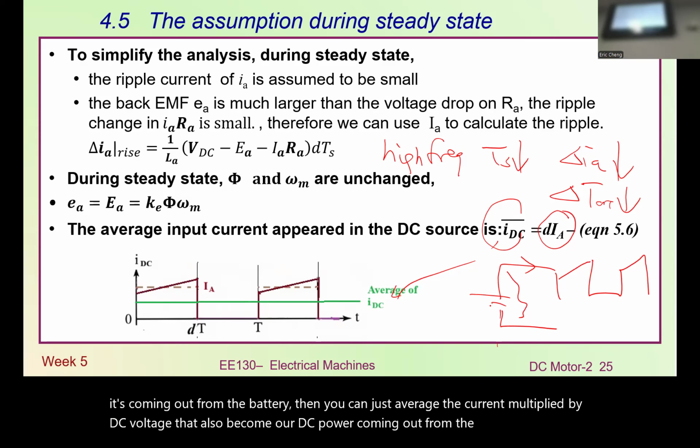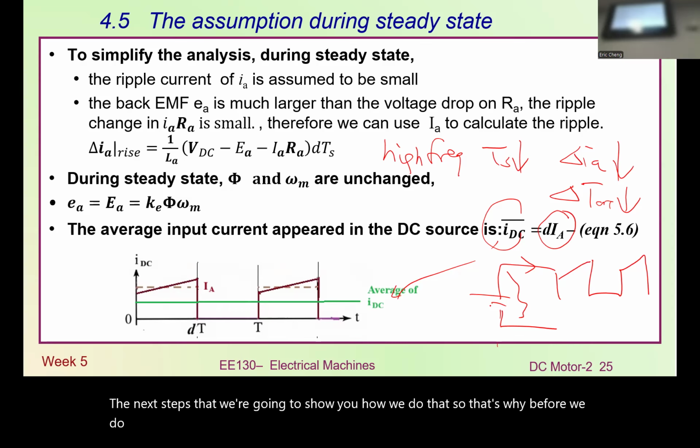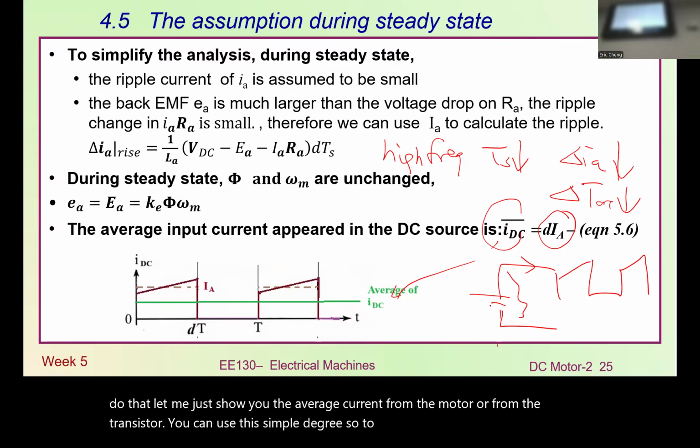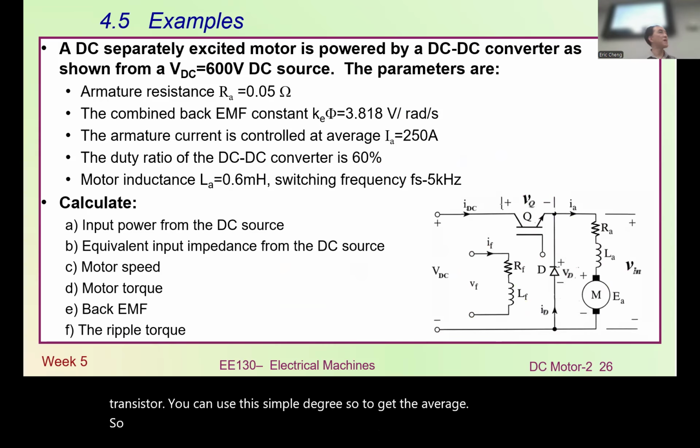In these few slides, we're going to show you how we do that. So before we do that, we'll show you the average current from the motor or from the transistor. You can use this simple duty ratio to get the average. So let's see an example with some calculation, so you know better how much we need to do.